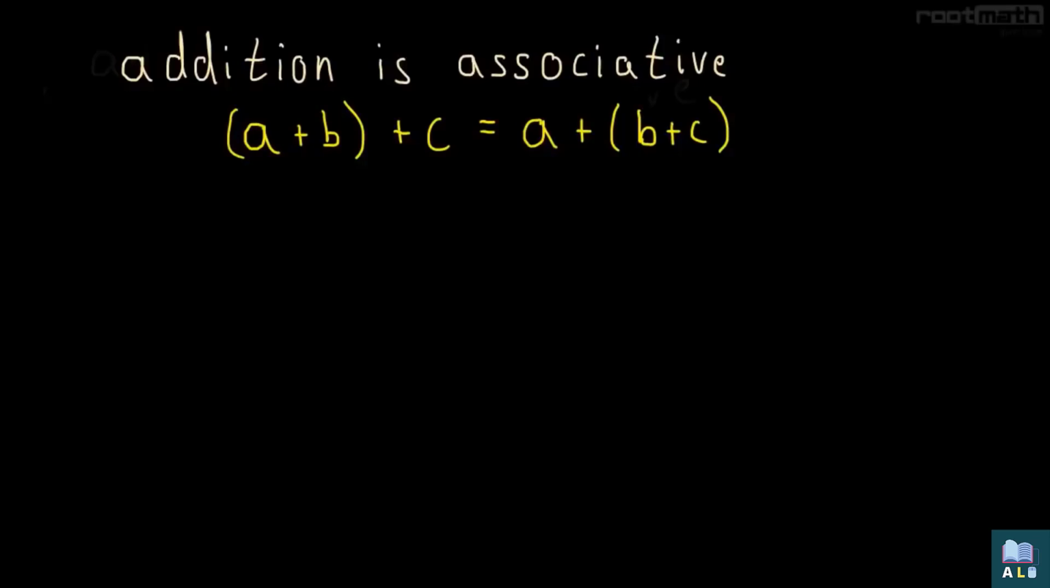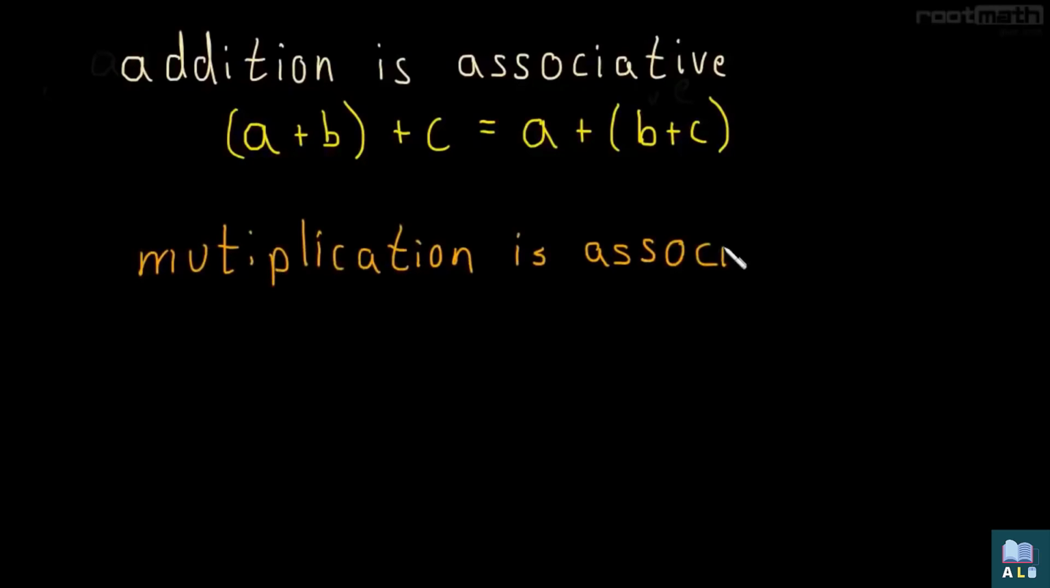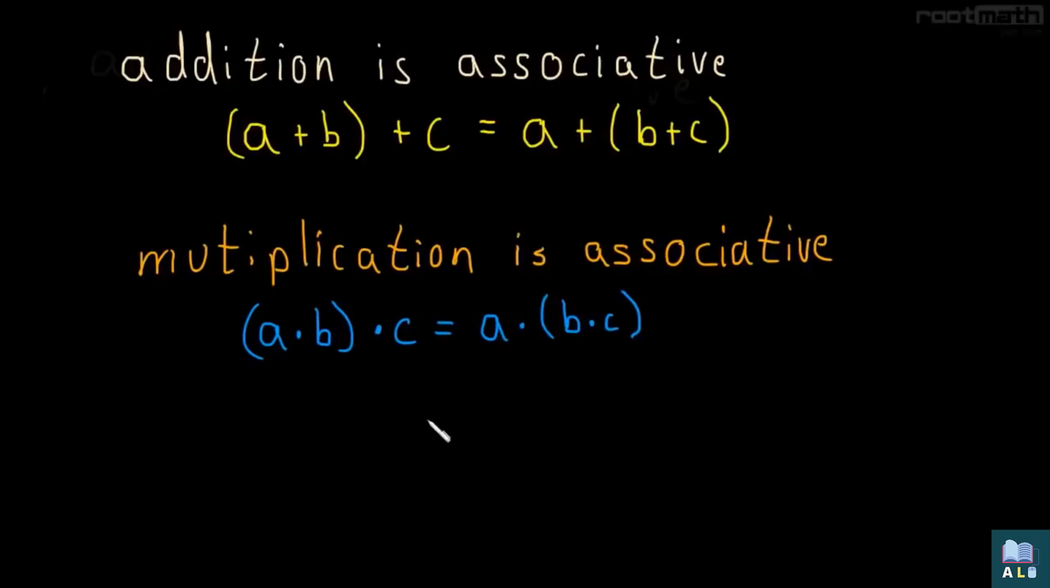Okay, so that was addition. Multiplication is the same. Multiplication is associative. So we write that as (A times B) as a group times C is equal to A times the group (B times C). So it's the same thing, and let's see an example of this. (5 times 3) as a group times 2 is equal to 5 times the group (3 times 2).